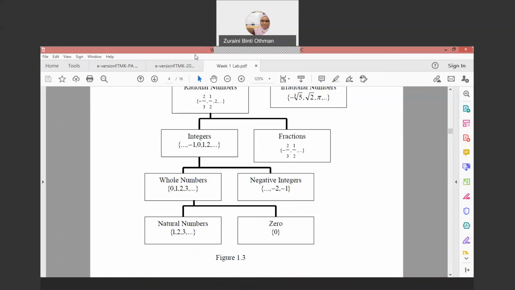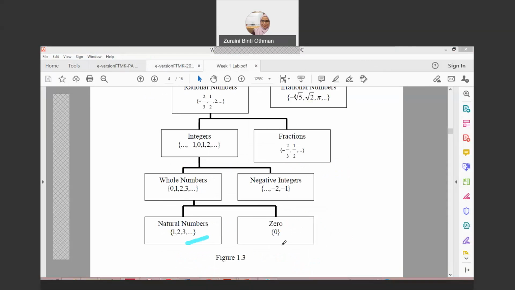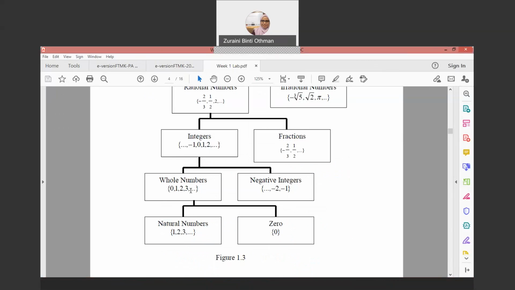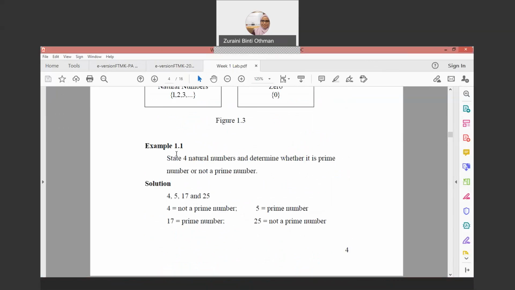And inside whole number there is natural number and zero here. Yeah, this is the relationship between the numbers that we learned just now. Okay, for example 1.1, set 4 natural numbers.